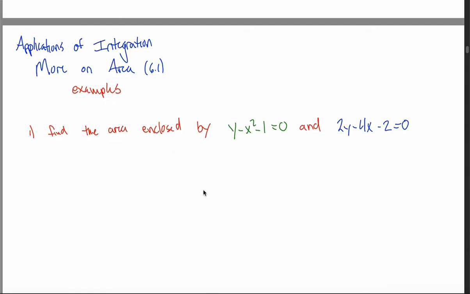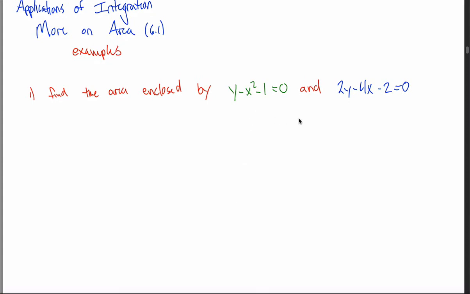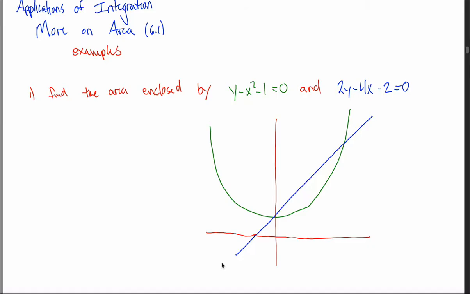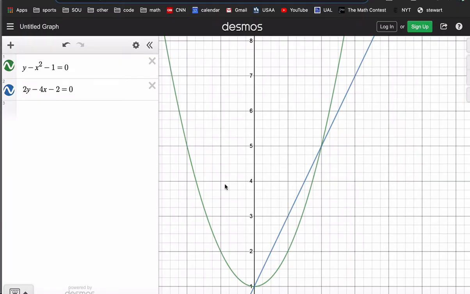And if this were a test, maybe I'd start you out with a graph in case you didn't have a graphing calculator handy. So what that graph looks like is this. y minus x squared minus 1 equals 0 is pictured in green. 2y minus 4x minus 2 equals 0 is pictured in blue. And you can see that these two curves bound an area kind of in here, this little wedge. And what I want to know is how much area is there in there. I'm no artist, but hopefully this is a good enough picture of what you see over here.